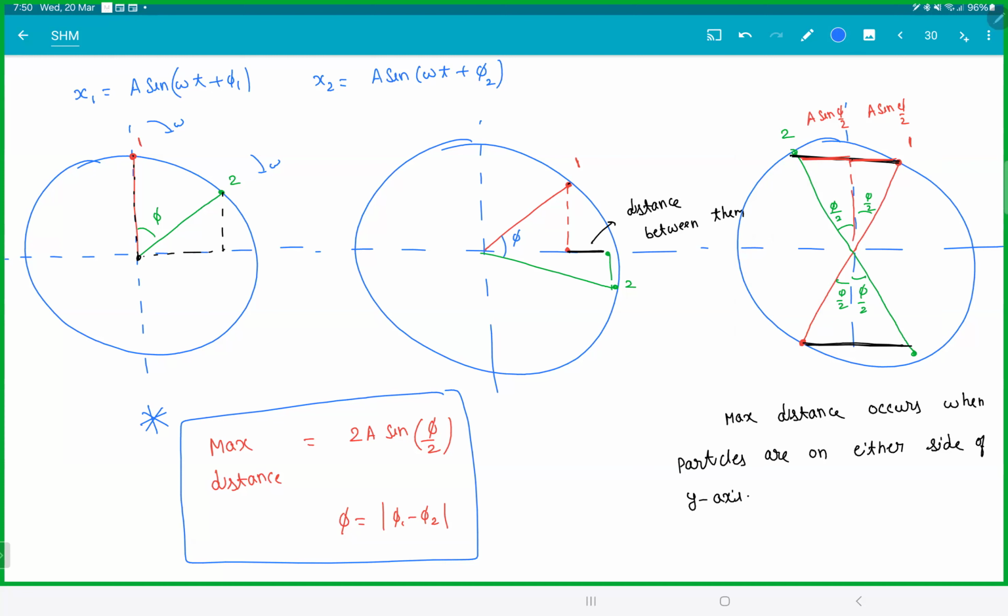So when the two particles are going in a circle, what you're dropping is the shadows. And if you observe the length of the shadows, the distance between them, you'll get maximum distance when both the particles are on either side. The shadows will have a maximum horizontal distance.